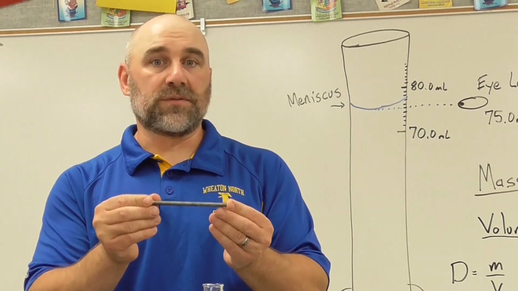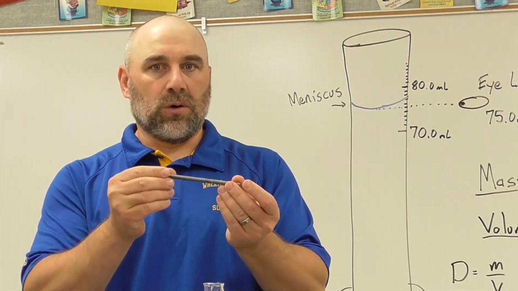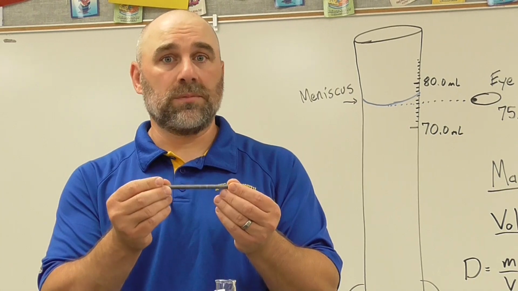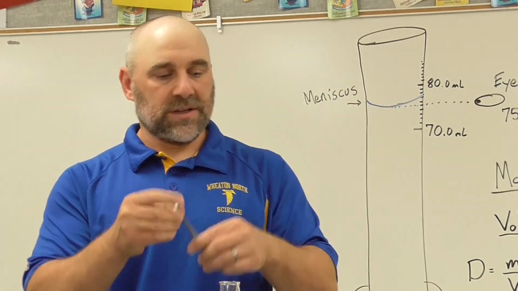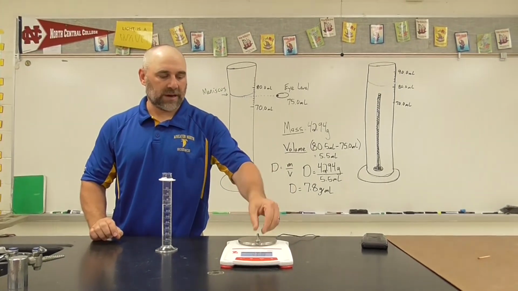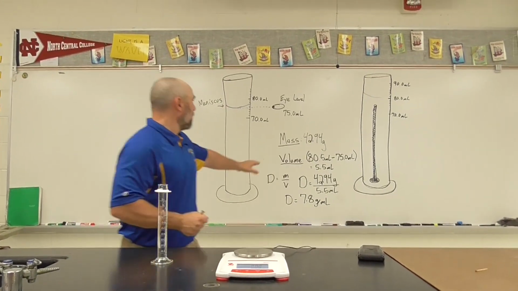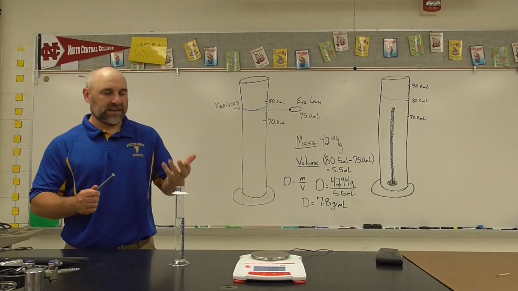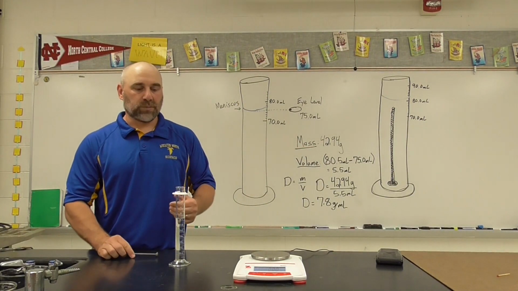And one method that you can use for that is water displacement. So again, with density, the formula for density is mass over volume, so I'll need those two numbers. So the first thing I would do is take it and record its mass, okay? I've recorded that mass up on the board here for you, 42.94 grams, and then I would need to get its volume through water displacement.